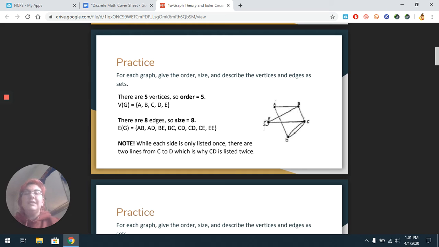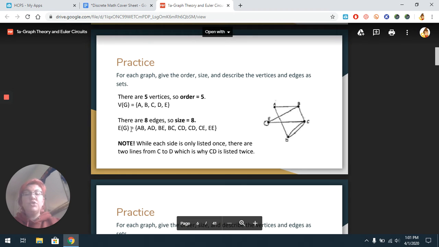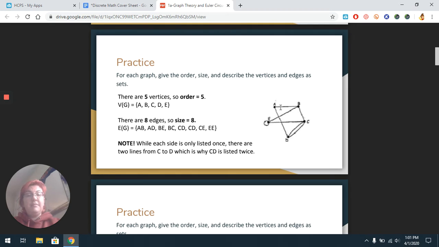Now, let's list our edges. So E of G equals, from A, I have AB and AD. Moving to B, I'm not going to say AB again because I've already listed it. AB and BA are the same edge, but I will list BC and BE. Moving to C, I'll put CE, CD, but then I have to put CD again because there are 2 lines from C to D, and that's why it's listed twice. Finally, I go to my loop here, E to E. That's my final edge.